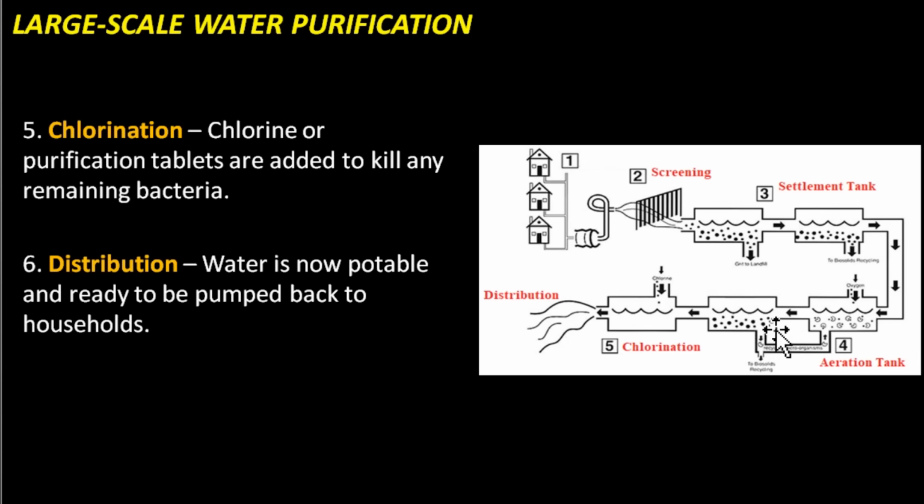After the aeration tank, the water is going to be pumped into a chlorination tank, where chlorine or purification tablets are added to kill any remaining bacteria. At this point, the water is drinkable, or potable. So distribution is going to occur, with this potable water being pumped back into households.